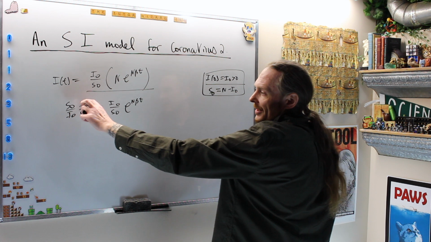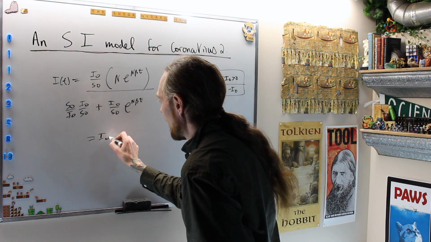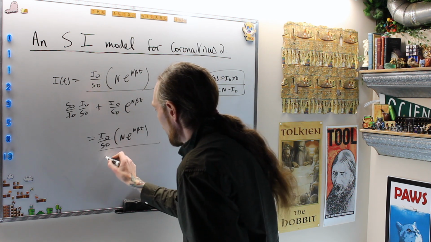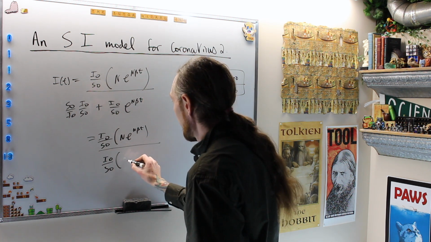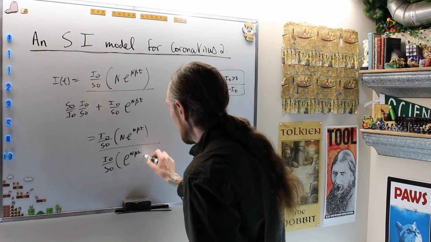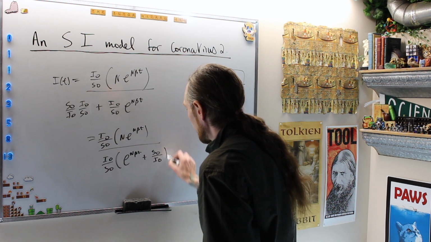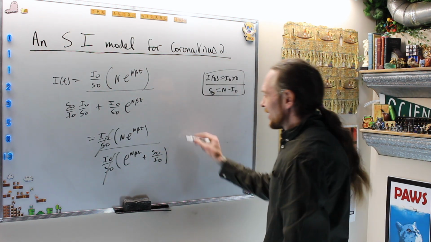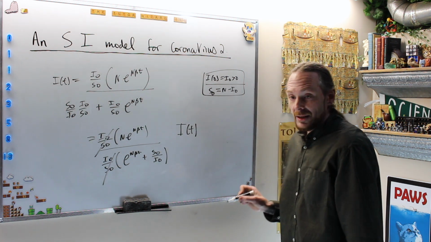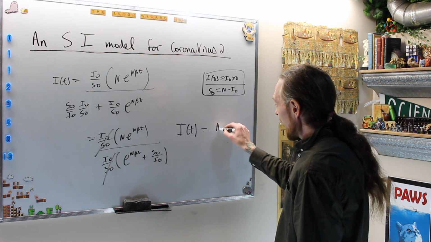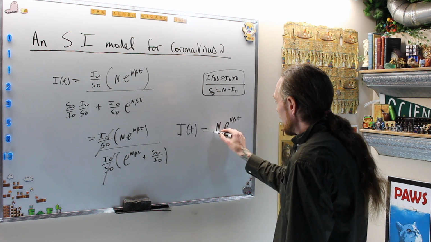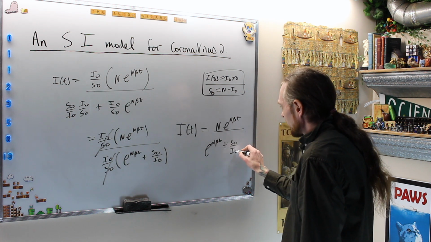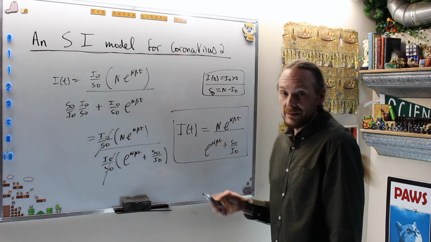And then now I can factor I naught and S naught out of that. And that will give me I naught over S naught n e to the n beta t over I naught over S naught e to the n beta t plus S naught over I naught. Cancel, cancel. And this now finally, dot, dot, dot on YouTube. The explicit solution for that now of the logistic equation is I equals n e to the n beta t over e to the n beta t plus S naught over I naught. That is the explicit solution to the logistic equation.